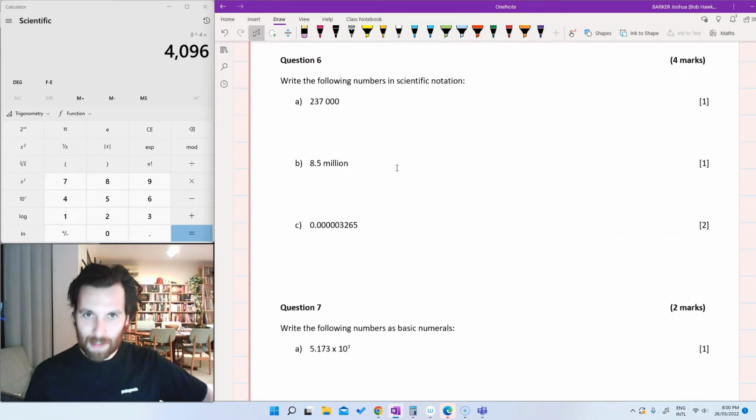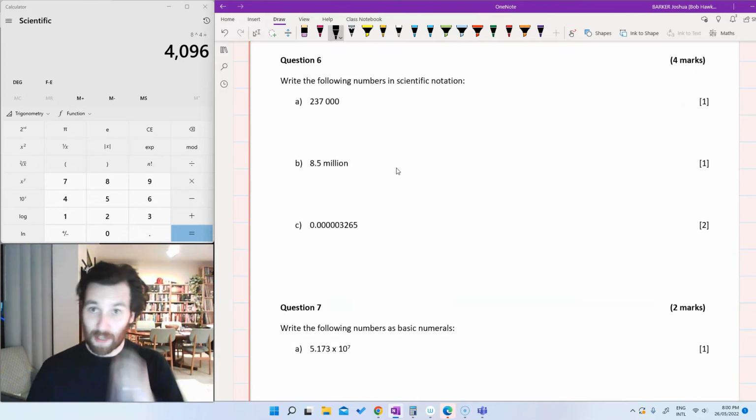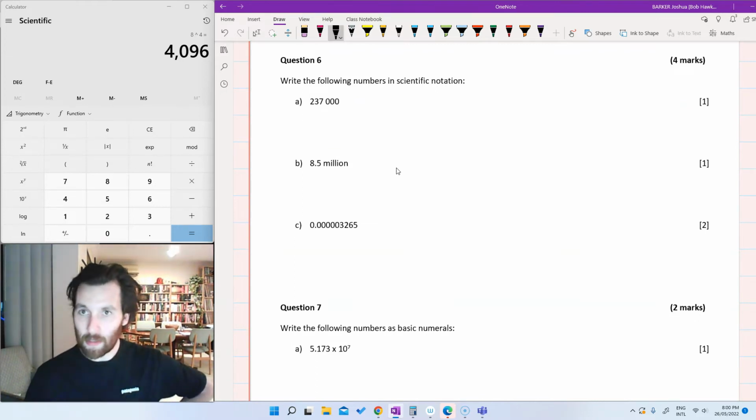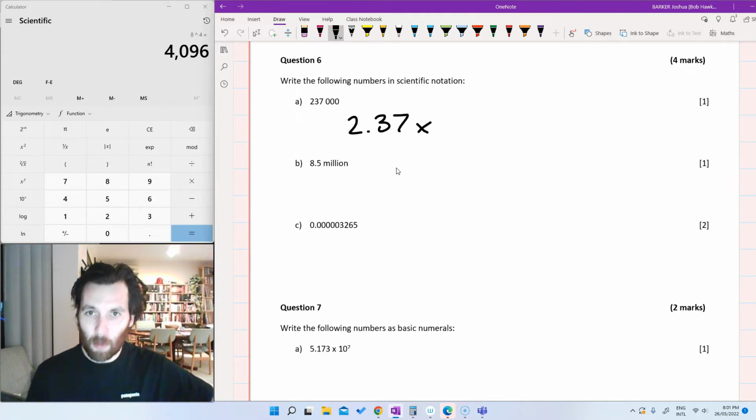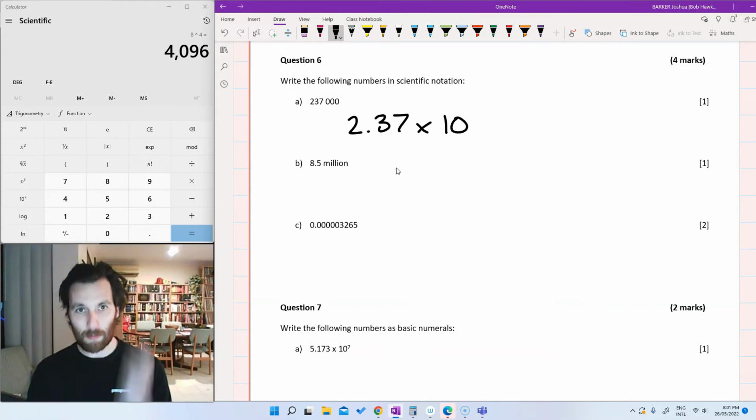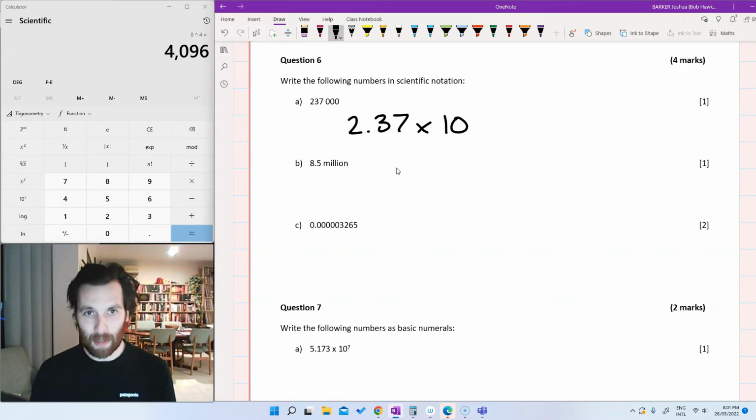Okay, the next question is writing the following numbers in scientific notation. So for scientific notation, we want a number that's greater than or equal to 1, but less than 10. So let's say 2.37 would be that number for our first question. And now we want to multiply it by whatever power of 10 is going to make it into the number that we started with. So here we've got 237,000. So to multiply 2.37 to give you 237,000, we're going to have to multiply that by 10 to the power 5.